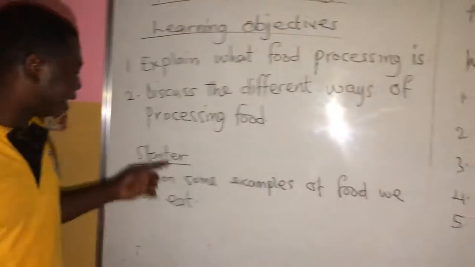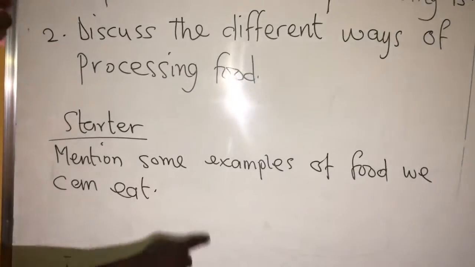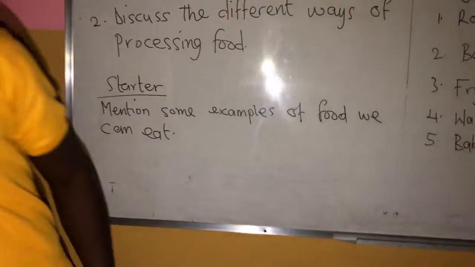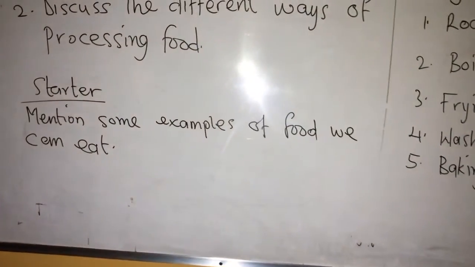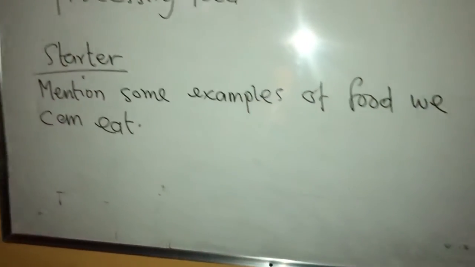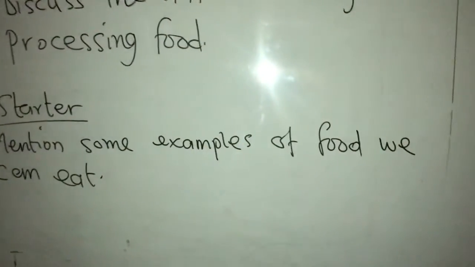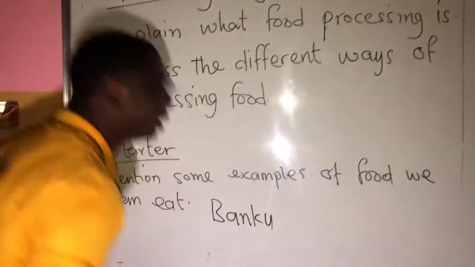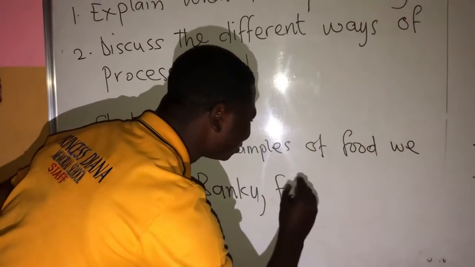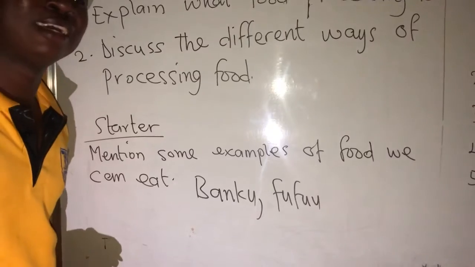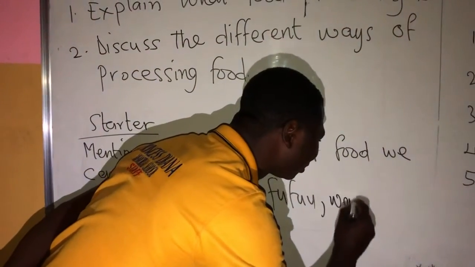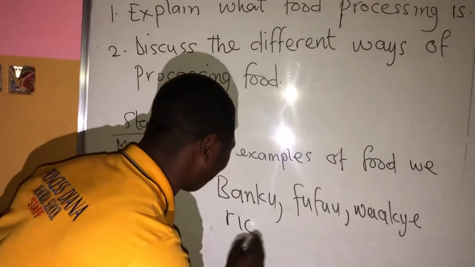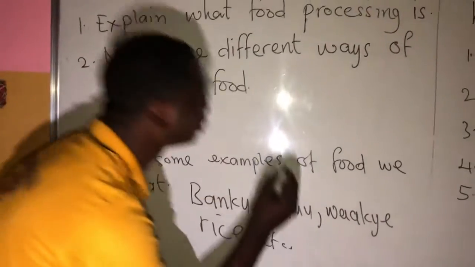So, first of all, let's take the starter. Mention some examples of food we can eat. Yes, I'm waiting for you. Yes, the first person. Banku, very good. I know you are going to mention fufu. Wache, that's my favorite. Rice, you like eating rice? Okay, let us end it here and move to our lesson.